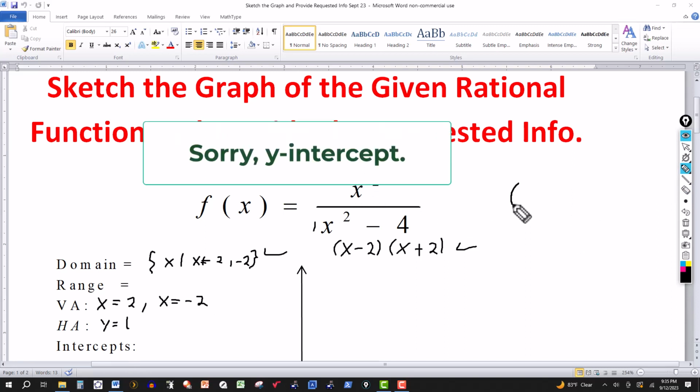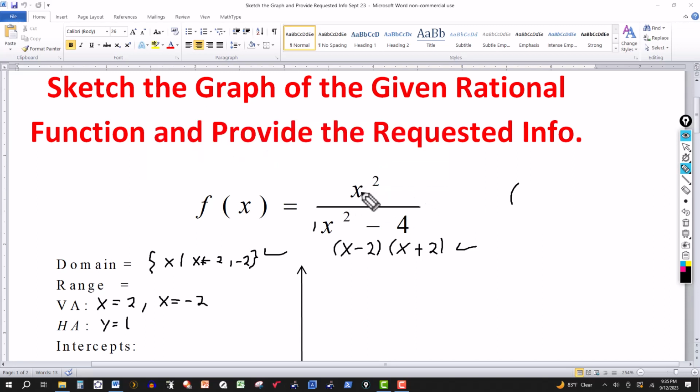So the x-intercept is easy to find. All you do is replace the x by 0. So put a 0 where the x is. 0 squared is 0. In the denominator, 0 squared is 0. So we got 0 minus 4. 0 over minus 4 is 0. So if the x is 0, the y is 0. So in this case, it turns out that the x-intercept is also a y-intercept.